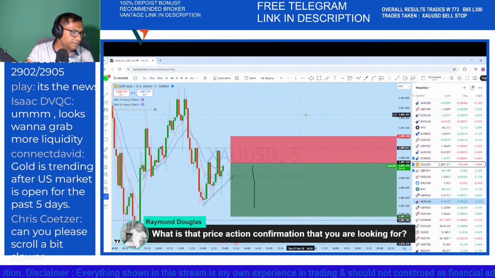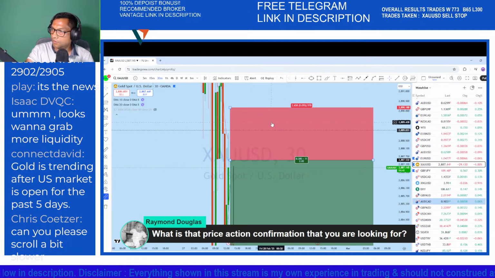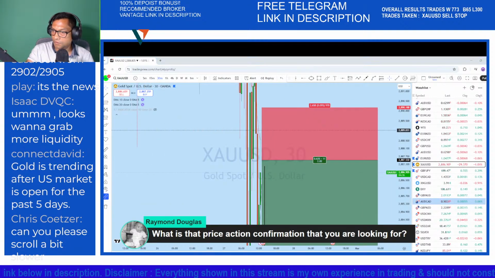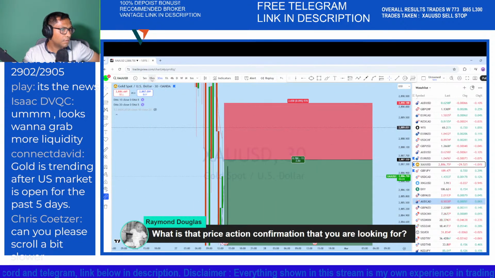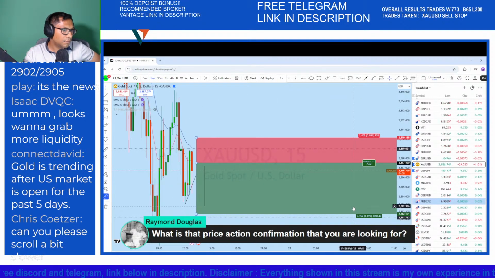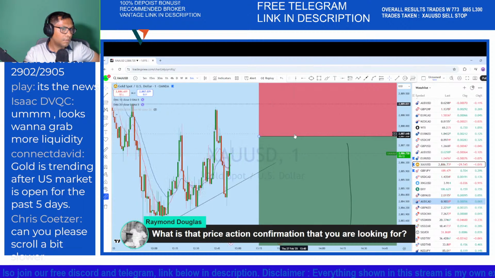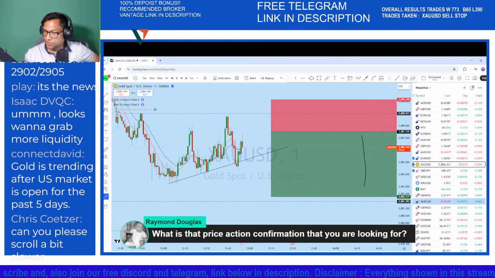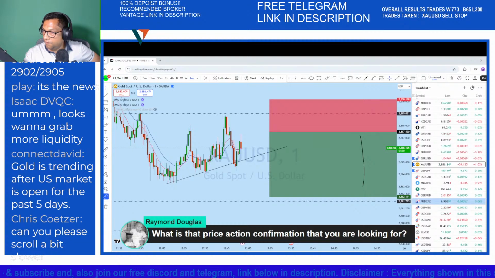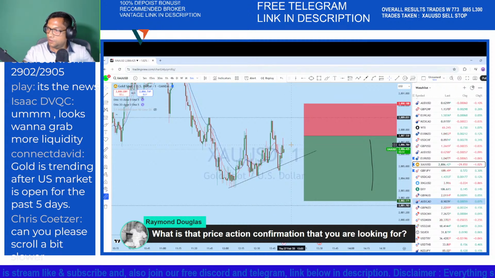So with a pin bar formation, at price action, sometimes it happens. What kind of structure is forming? It's really important to see.